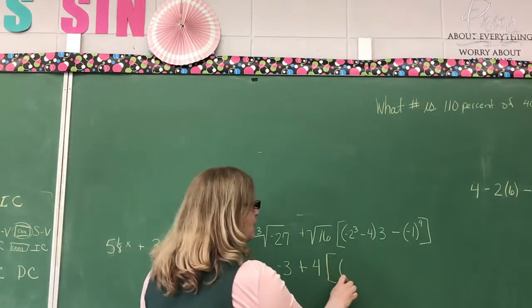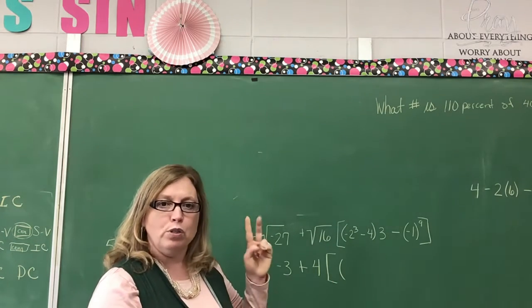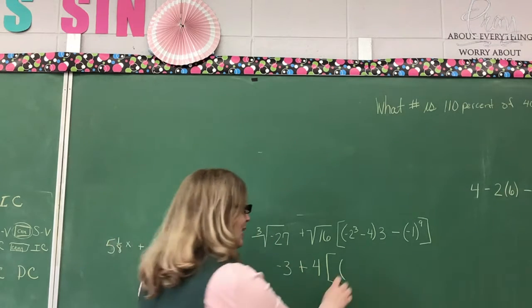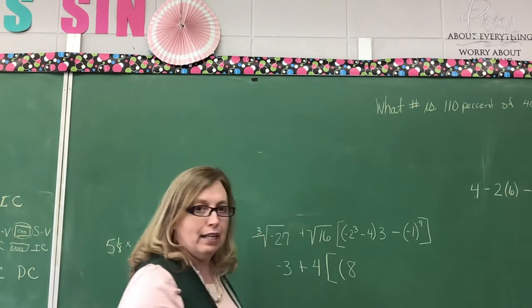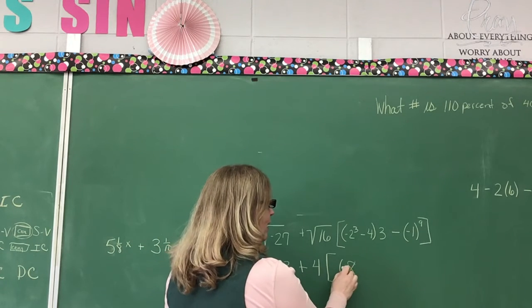Okay, now I have a parentheses. Negative 2 to the third power. What is 2 times 2? That's 4. 4 times 2 is 8. Is it a positive 8 or a negative 8? A negative 8, because that 3 goes with that negative, okay?